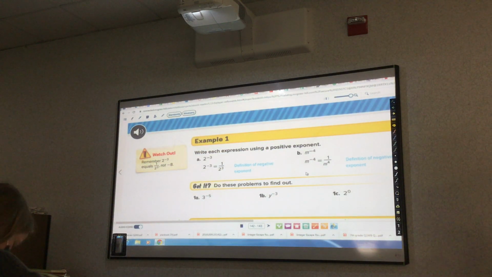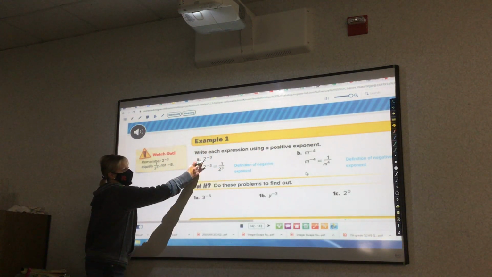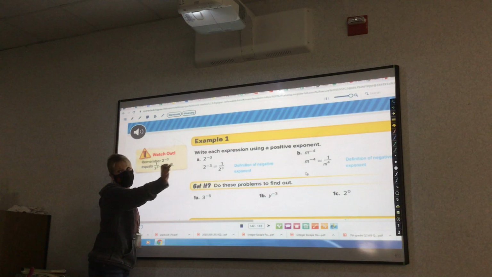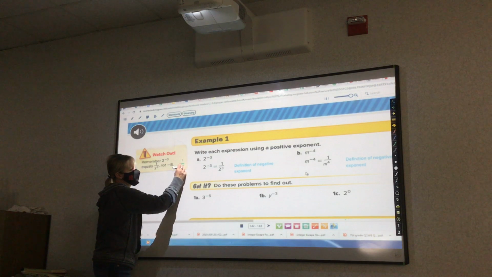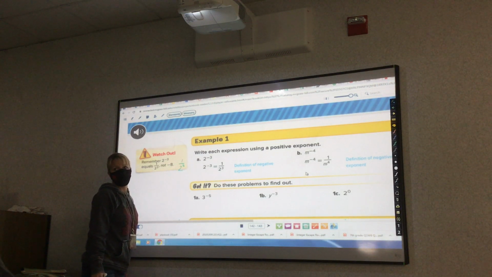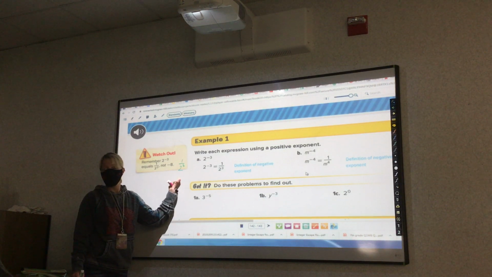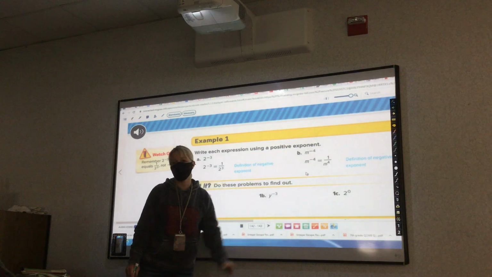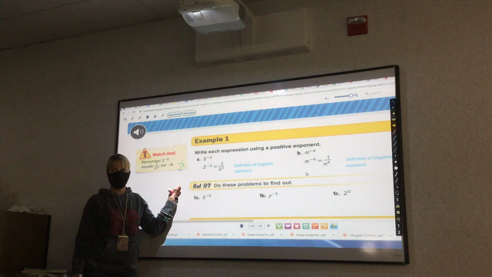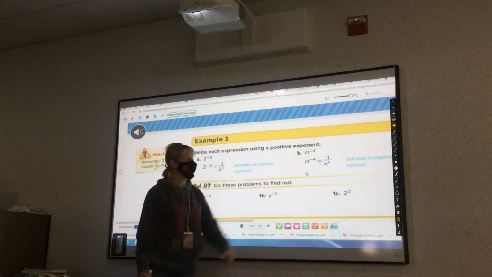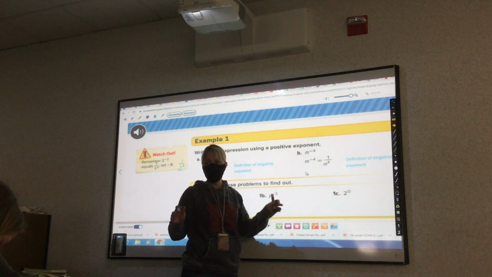So we have some examples here. It says write each expression using a positive exponent. So this is the number 2. Okay, so see, it's not always a power of 10. So it's just going to be 1 over 2 cubed. Do I need to solve the 2 cubed for this one? No, because it says use a positive exponent. That's all I have to do. Does that make sense? So for m to the negative 4th, it's just 1 over m to the 4th power. You're just making it a fraction.